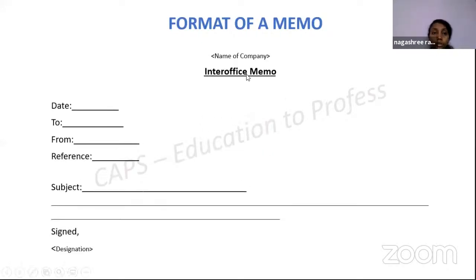Compared to, if you look at the format of a memo, so this usually starts with inter-office memo. You'll have a date, to and from, and reference. Now, why is it to and from there? Because this is going to a specific department, unlike a circular which goes to the entire organization. And then you have the subject and then signed and designation. Right? So memos and circulars are mainly with the formats. Nothing much apart from that.